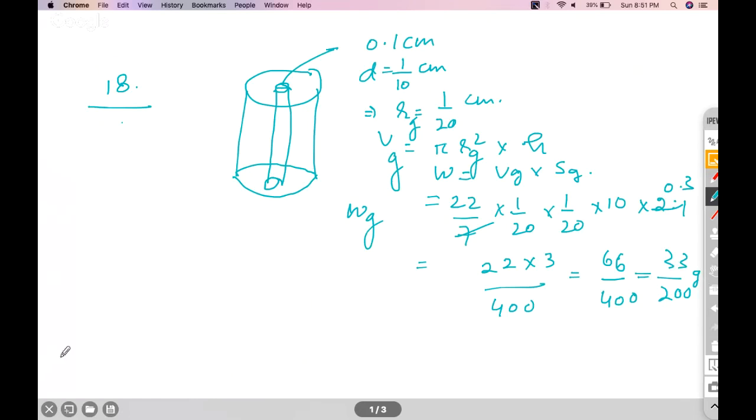And now let me find out the weight of the other part of the pencil. So the volume of the complete pencil, this complete diameter is 7 millimeter. So for this part, it means that radius is 3.5 millimeter or 0.35 centimeter, and from there I will reduce this 0.05, which gives me 0.3 centimeter.